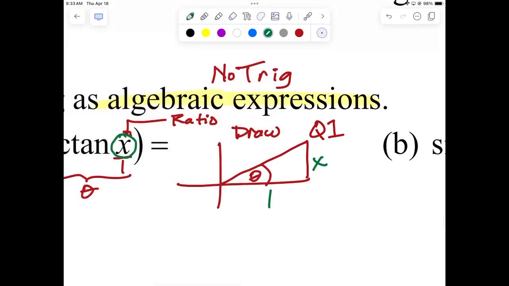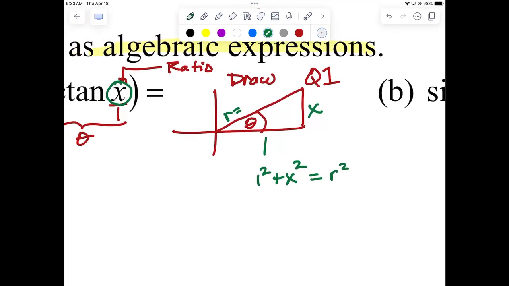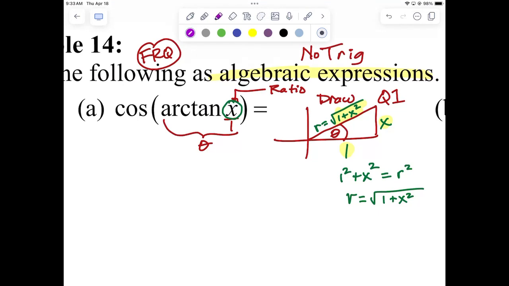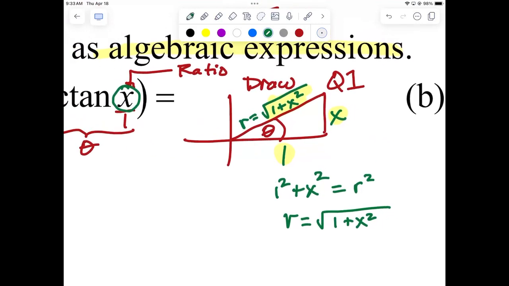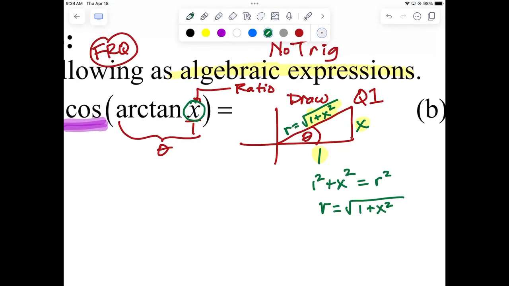Do I know how to find the hypotenuse now? R. Yeah, because 1 squared plus x squared must equal r squared. That's the Pythagorean theorem, right? And if I solve for r, I get the square root of 1 plus x squared. Now here's what I know. I know all three sides in terms of x, or a constant. I don't really want the angle, do I? I want the cosine ratio of that angle. Well, cosine is x over r, isn't it? So it's x over r, which is 1 over the square root of 1 plus x squared.